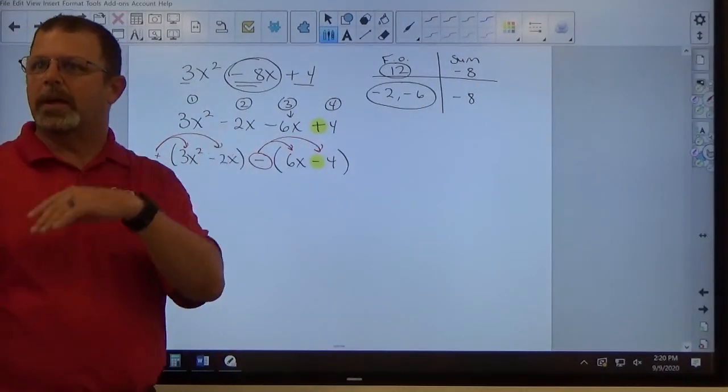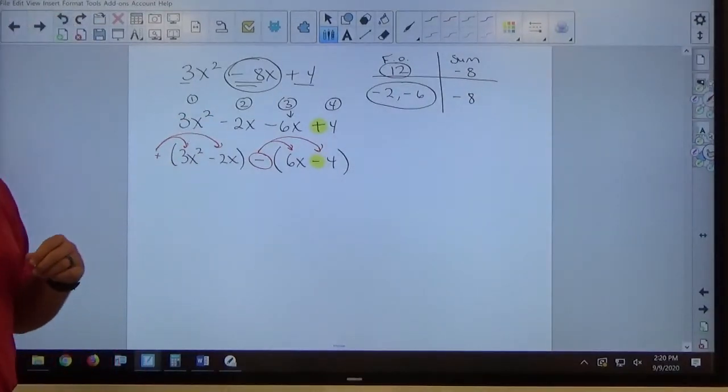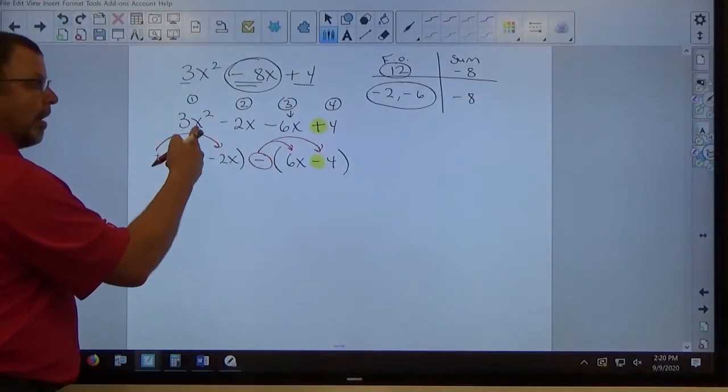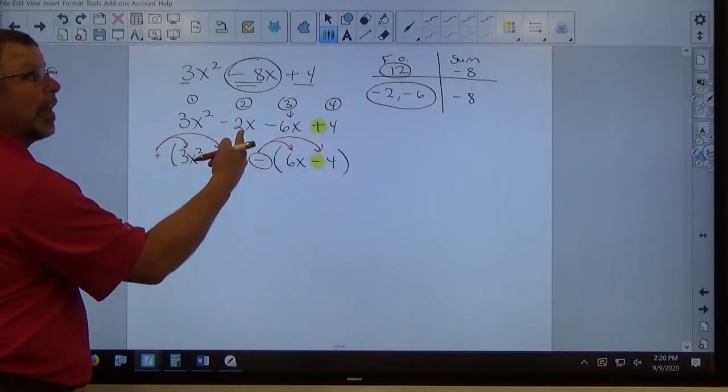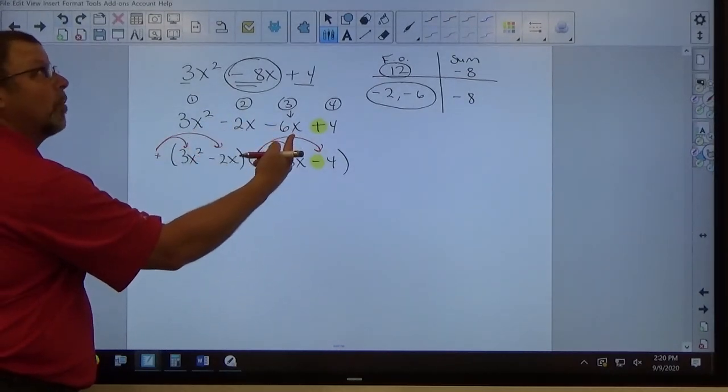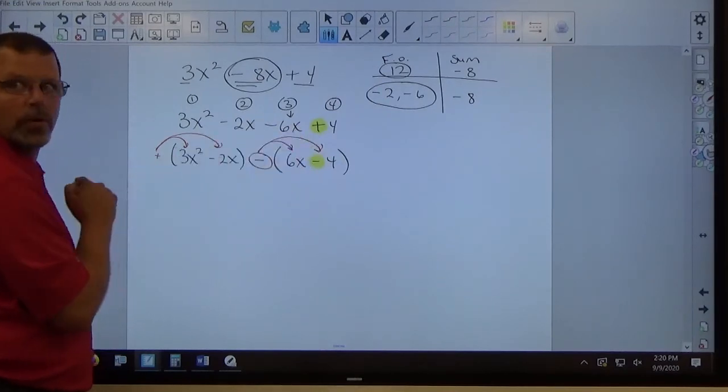Let's just pick an x. Suppose I picked x equals 2. 3 times 4 is 12. Minus 2 times 2 is minus 4, so that's 8. Minus 6 times 2, 12, is minus 4. Plus 4 is 0, right?